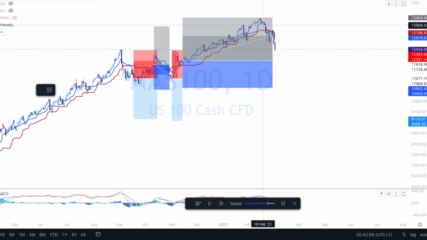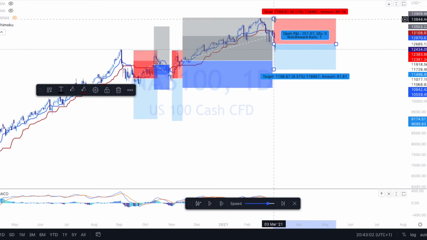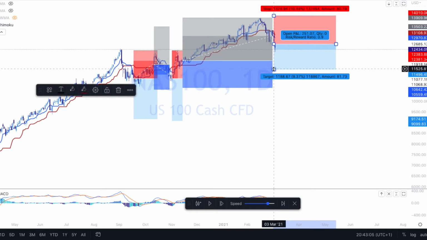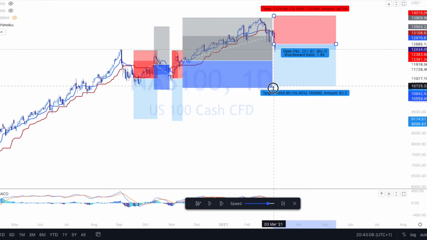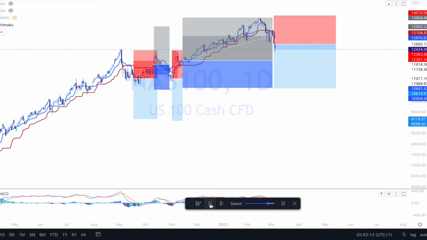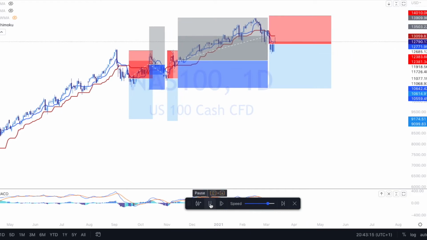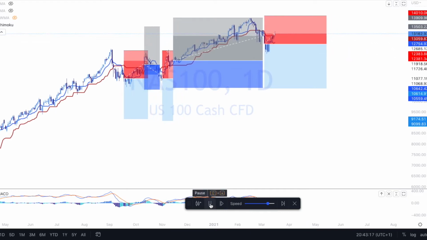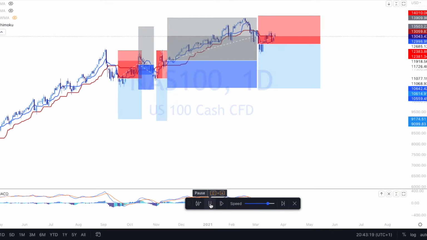We're gonna put in a sell right here. We're gonna drag this down. And this is a 1 to 5 ratio on the sell. So now we're going to see what it does. If it's going to sting us or if it's going to bless us.